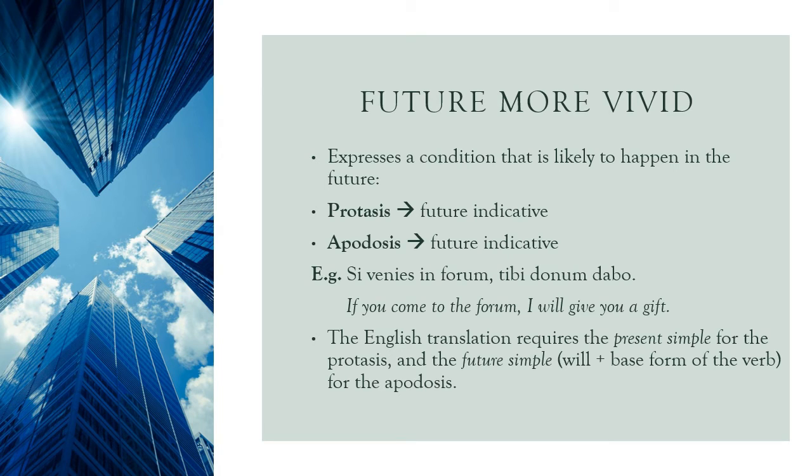Let us see the example. Si venies in forum, tibi donum dabo. So, if you come to the forum, I will give you a gift. In English, using the double future would be wrong. You cannot say, if you will come to the forum, I will give you a gift, because the sequence of tenses in English is not correct. The correct sequence is using the present simple for the protasis and the future simple, which is the future with will, for the apodosis. So, if you come to the forum, I will give you a gift.